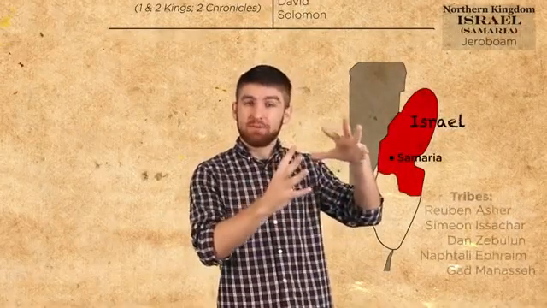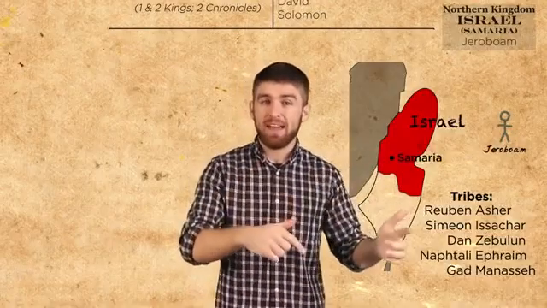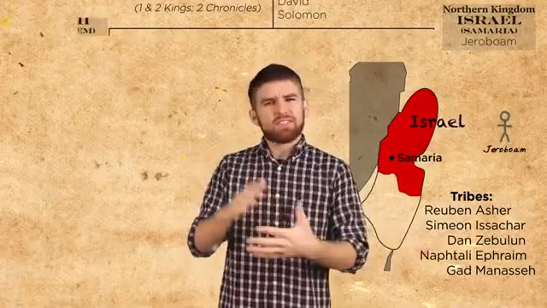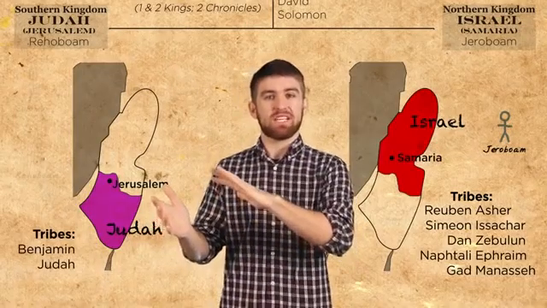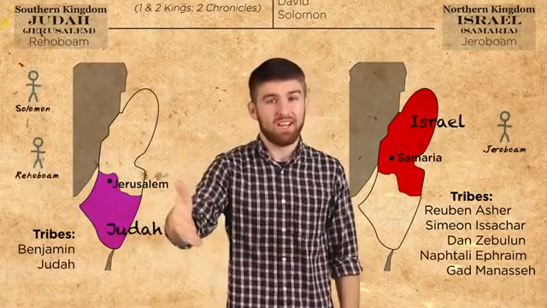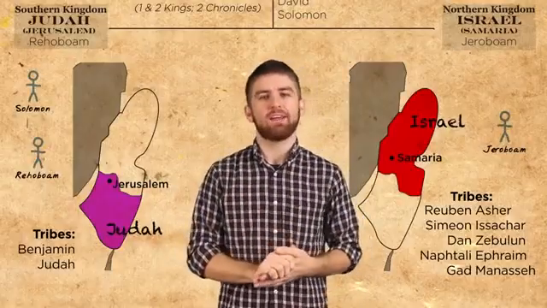There's the northern kingdom, known as Israel, comprised of 10 of the original tribes, which is led by Jeroboam, who was one of Solomon's commanders in the army. Then there's the southern kingdom, known as Judah, comprised of 2 of the original tribes, which is led by Rehoboam, who was Solomon's son. I told you it was complicated.